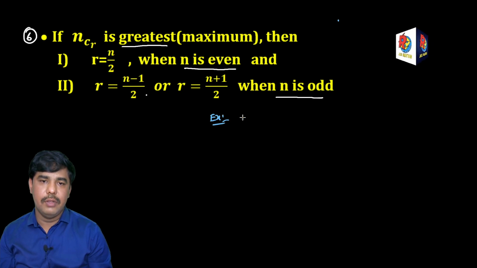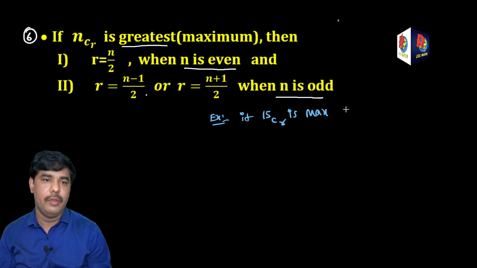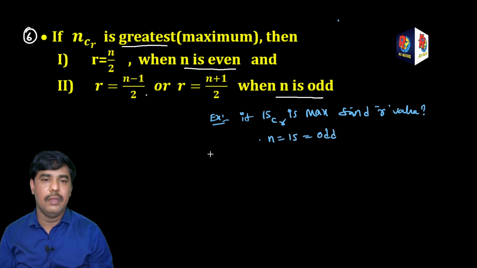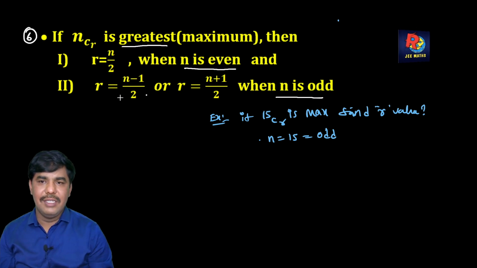Example: if 15CR is maximum, find the R value. Maximum or greatest are the same. Here, observe that given n equals 15, n equal to 15 is an odd number. Then what is the R value?